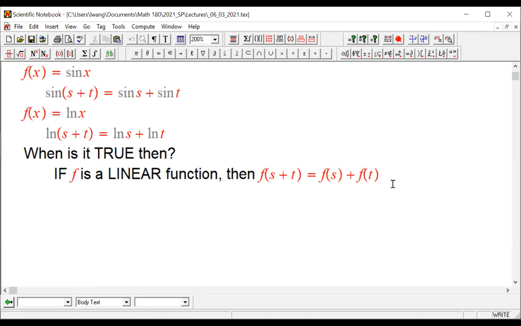So what is a linear function? If your function has this form, mx plus b, it is true. Does this look familiar to you? Elementary algebra, a line. You can even prove it. If you have a linear function, it is true. So you see, just a word of difference.